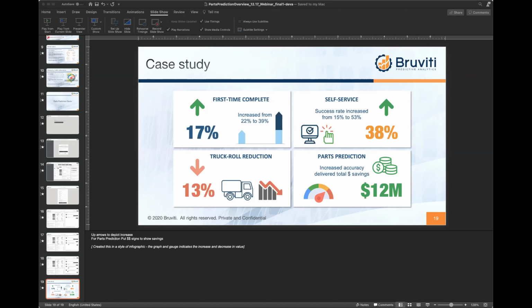Good. This is a more general question, I think. So what does an engagement with Bruvity look like? For example, do you offer a pilot install so we can ascertain how Bruvity will work in our environment?